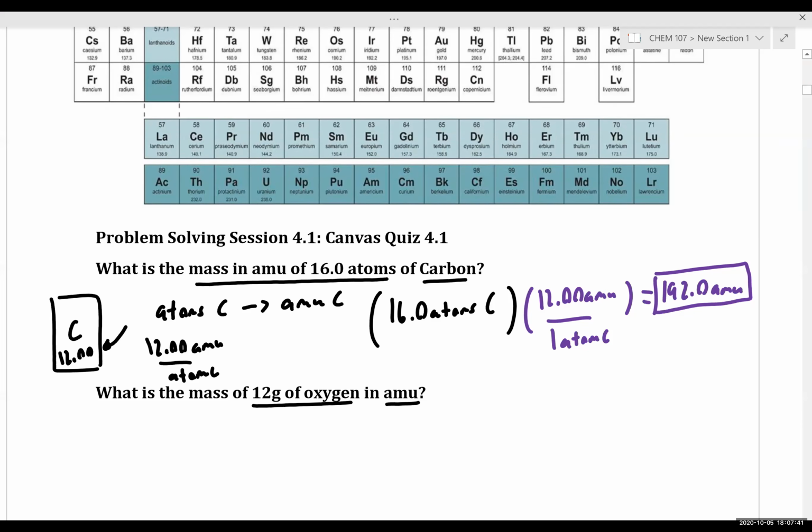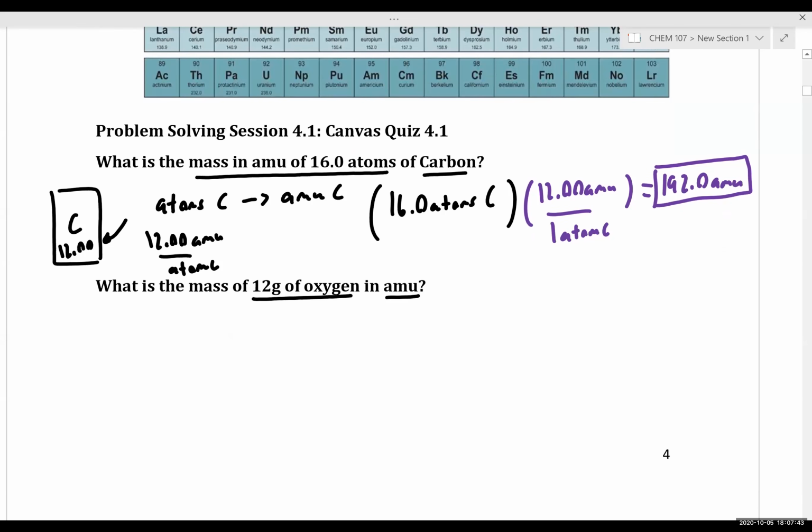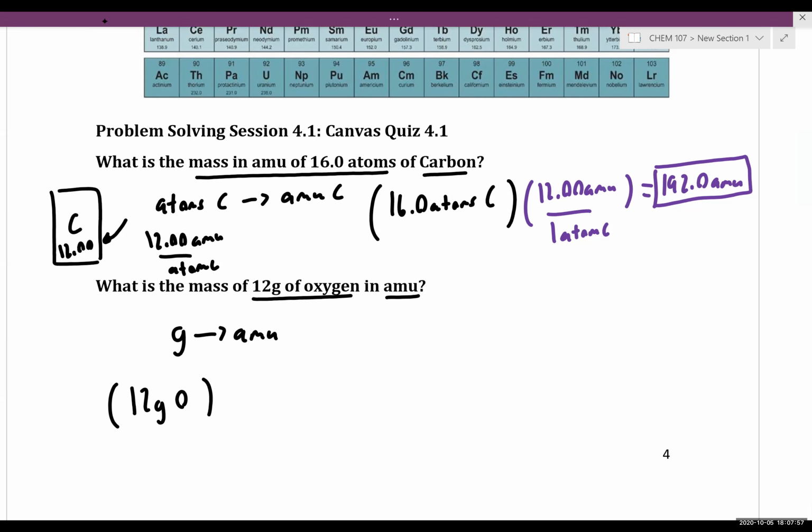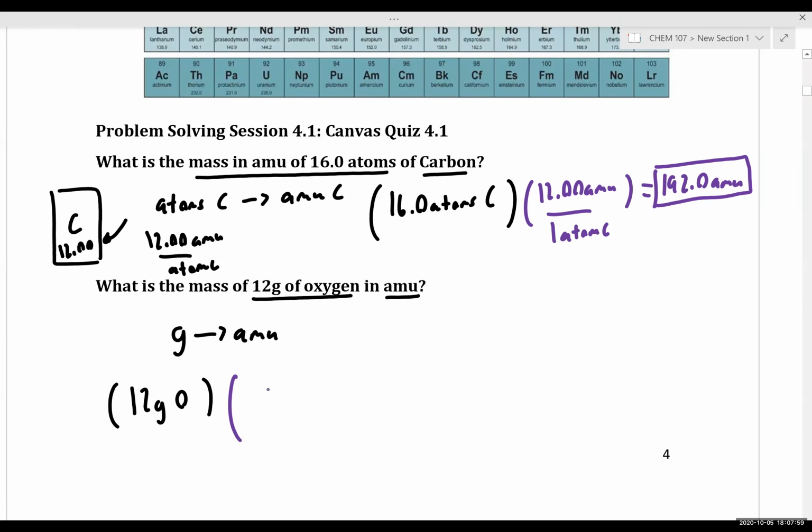Yes. Perfect. So next, we're trying to calculate the mass of 12 grams of oxygen in AMU. So we're trying to go from grams to AMUs. If we have 12 grams of oxygen, we know from our conversion that in 1 AMU, because we're going from grams to AMUs, so AMU should be on top, we have 1.67 times 10 to the negative 24th grams.